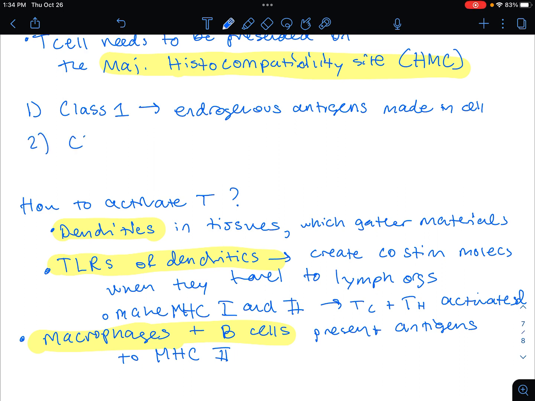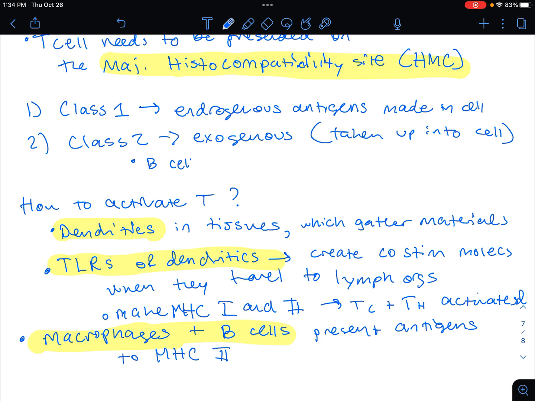So here's a picture. Here we've got a dendritic cell. It's taking up the microbial products that it's noticed, and then it's displaying them on the surface. That's going to activate the T cell receptor here in a CD4.